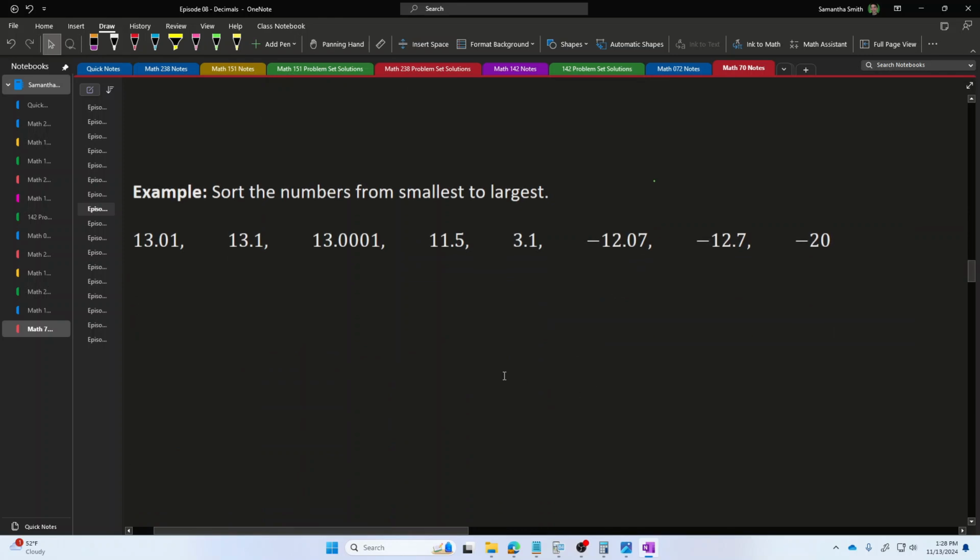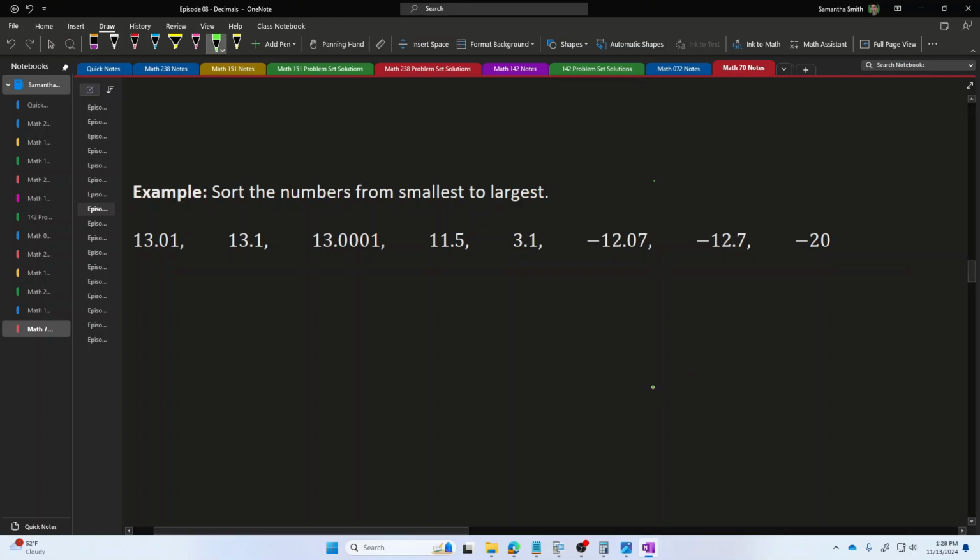Now let's take this idea one step further. We have a collection here of 1, 2, 3, 4, 5, 6, 7, 8 numbers. Some of them are positive, some of them are negative. So let's sort them from the most negative over here on the left side to the most positive over here on the right side. Let's write these numbers in order.